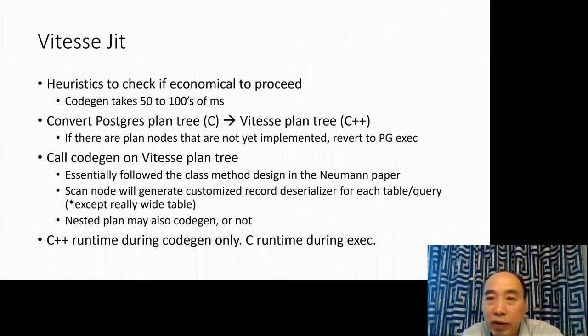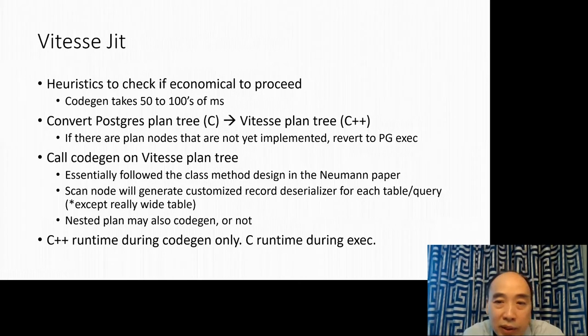If there are any plan nodes that we haven't yet coded, some more exotic ones, then we just back out and give it to Postgres again. Then we call the code gen on the Vitesse plan tree, and essentially the design is what was outlined in the Neumann paper. You have producer and you have consumer, and they generate and push the tuple up, right?